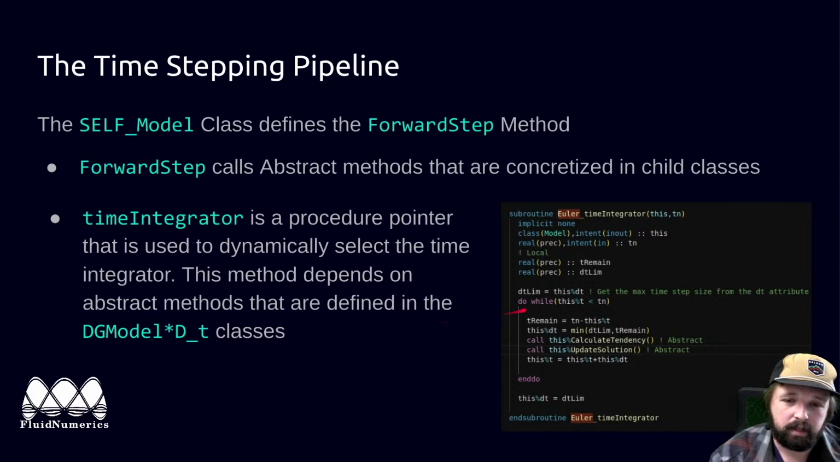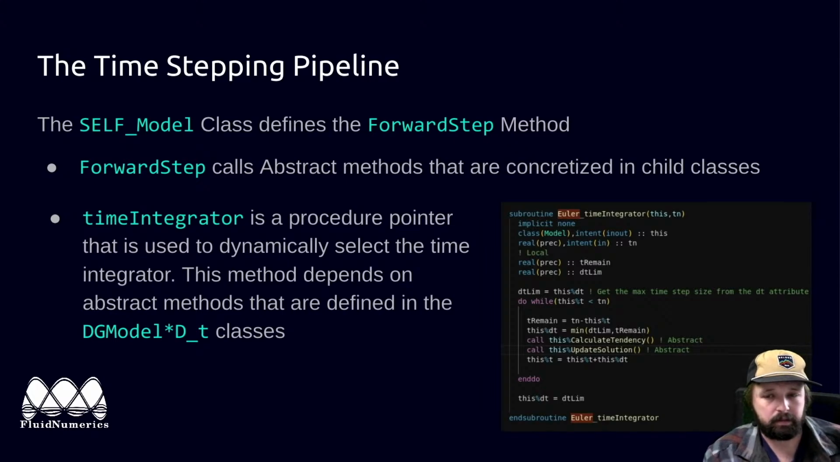Again, this method depends on abstract methods. The two abstract methods here, there's calculate tendency, which is the thing that calculates the divergence of the flux in weak form, and the source terms. And I'll spend a little bit of time explaining the pipeline inside of calculate tendency, because that should help you conceptualize all the steps that are required to actually move these models forward in time.